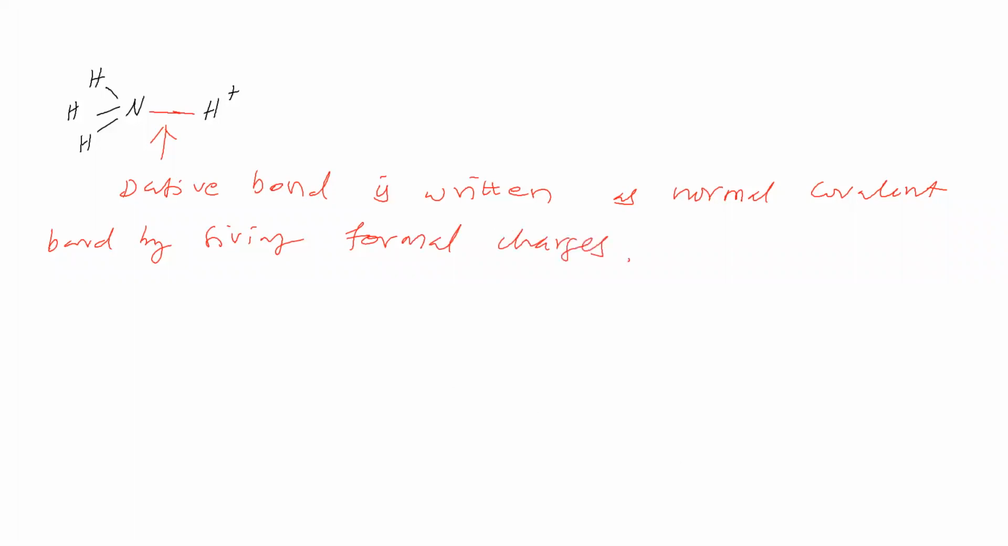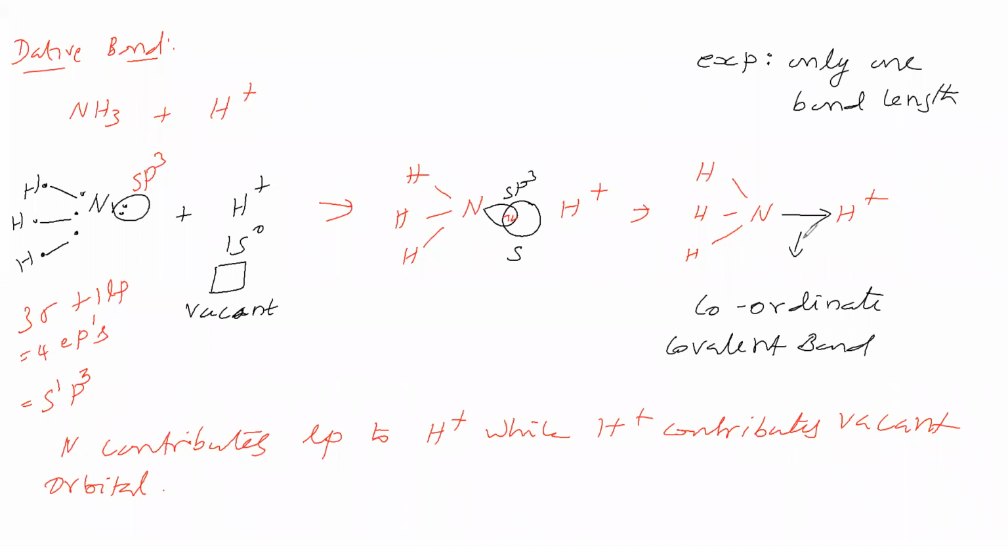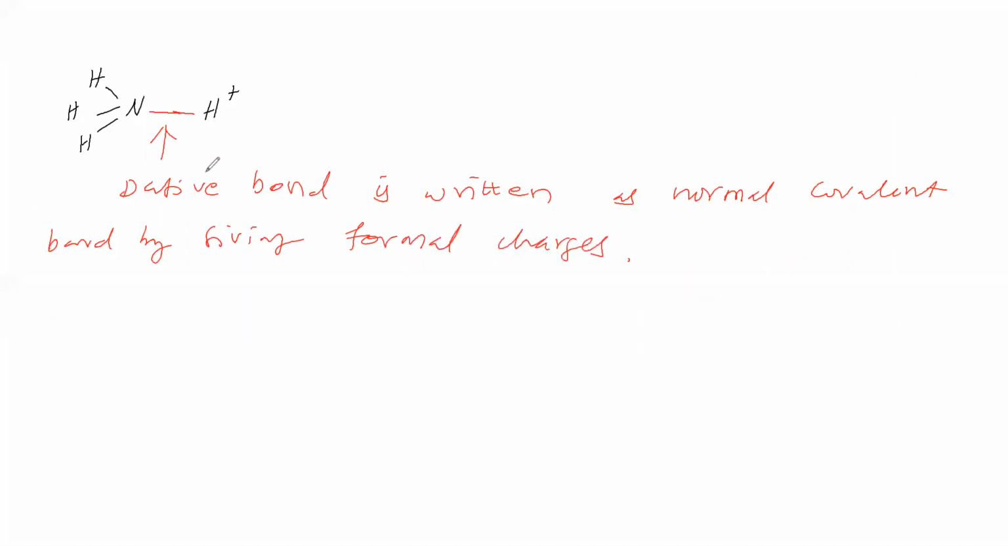Now this dative bond means what? One atom should contribute 2 electrons, another species should contribute a vacant orbital. Then only it is called a dative bond. Here, which is contributing the electron pair? Nitrogen is contributing the electron pair, H plus is contributing the vacant orbital. Now this dative bond we are converting into a normal covalent bond by giving formal charges.